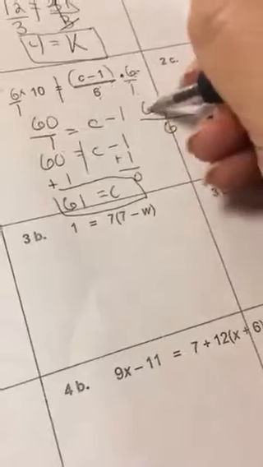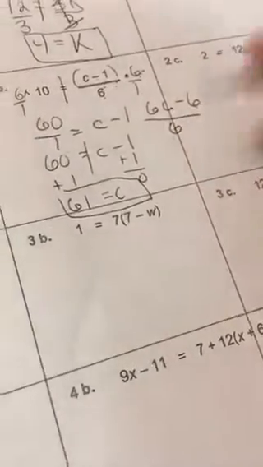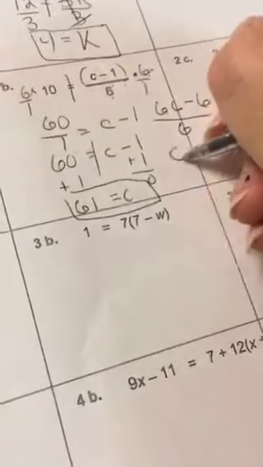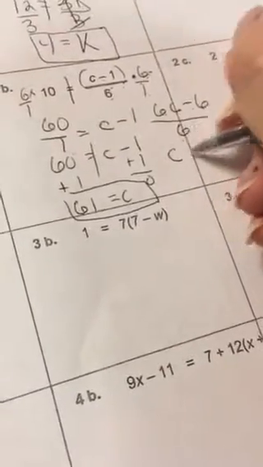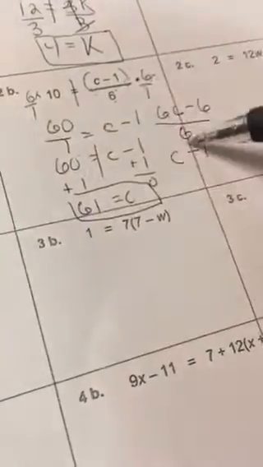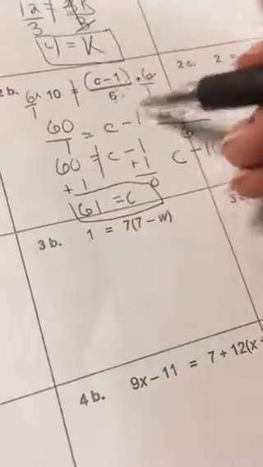Okay, but now I can go ahead and simplify. So 6 divided by 6 is 1, or 1c. Negative 6 divided by 6 is negative 1. So by performing the inverse operation, I got rid of this divided by 6 on the bottom.